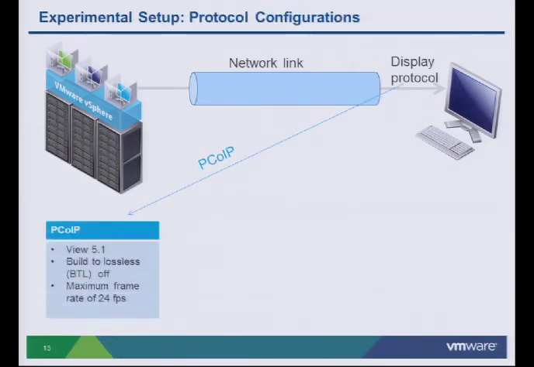And these are the protocol configurations that we have used. PCoIP, we have View 5.1, and we have disabled build to lossless. What this means is that if you disable this setting, you will get the perceptually lossless quality. And for all practical purposes, we have seen that you won't feel a significant difference if you're running an office kind of workload. So we recommend turning this setting off, and Chuck is going to talk more about this later on. And we also limit the maximum frame rate to 24.